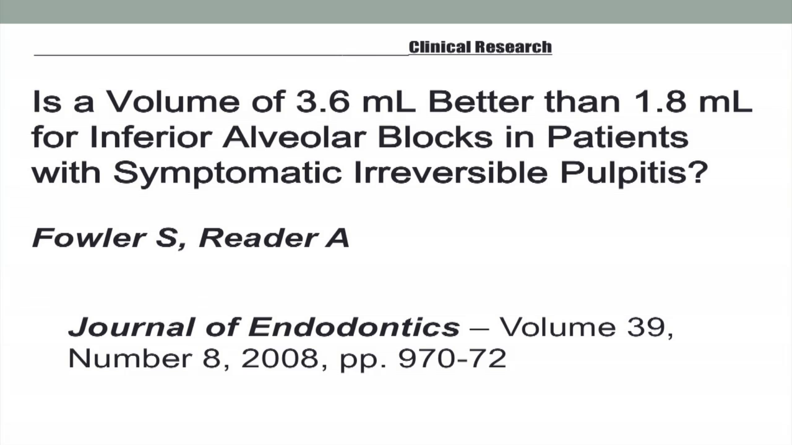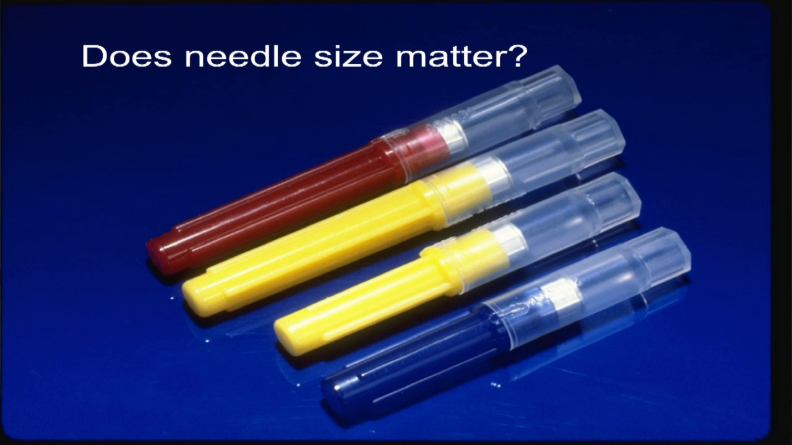As reported by Fowler and Reeder, a volume of 2 cartridges of local anesthetic for the inferior alveolar nerve block actually does not improve outcomes in cases of symptomatic irreversible pulpitis. Larger needles, like the 25-gauge long needle, are blamed for causing more discomfort during injections. But when topical is used, there is no detectable difference in sensation between 25-gauge and smaller needles. With the 25-gauge long needle, you also have the advantage of less needle deflection, although needle deflection is controversial as a factor in failures of local anesthetic.